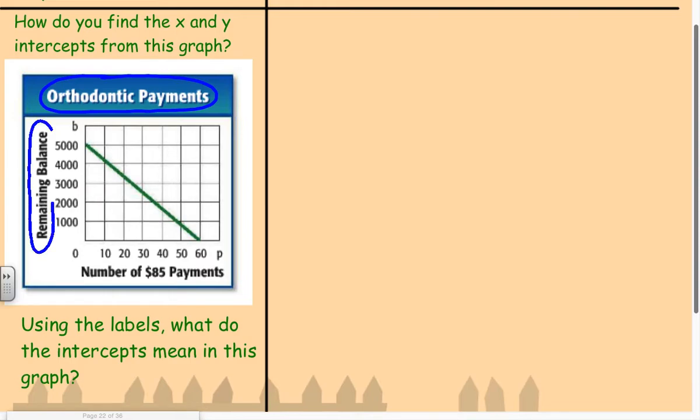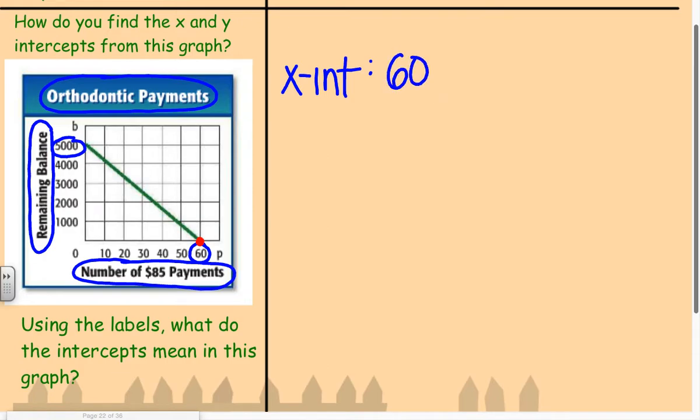the remaining balance, number of $85 payments, and then the two end numbers of our line. All right, so let's start with the x-intercept again. So where my line crosses the x-axis is right here at 60. And then I can label that coordinate point as 60, 0, and I'm going to use both of those numbers when I'm writing my meaning.